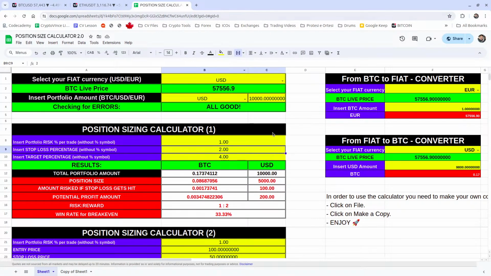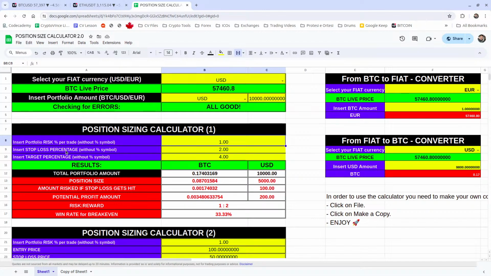I go on my position size calculator. How much is my account? Let's make it $10,000 so we understand, okay? How much of this $10,000 do I want to lose on this trade? Usually I risk 1%, okay? Easy, 1%, which is $100. That's how much I want to lose. If you want to lose more, $200, you put 2%. I just want to lose 1% every trade. That's the best thing you can do. So I'm going to put 1.